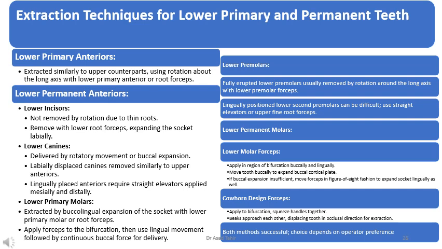Cowhorn design forceps. Apply to the bifurcation and squeeze the handles together. The beaks approach each other, displacing the tooth in an occlusal direction for extraction. Both methods are successful; the choice depends on operator preference.